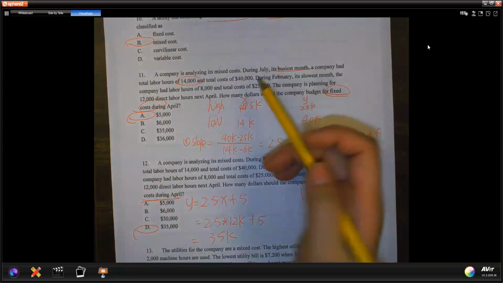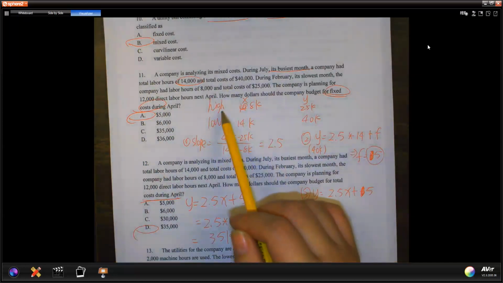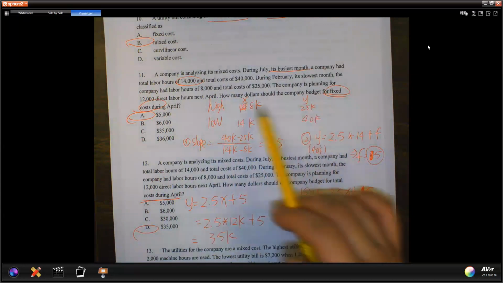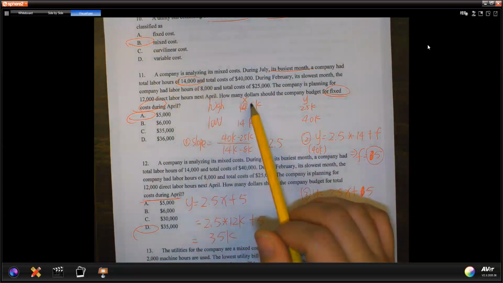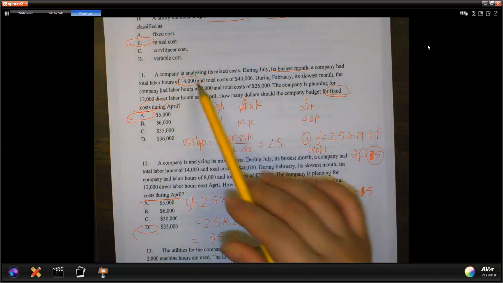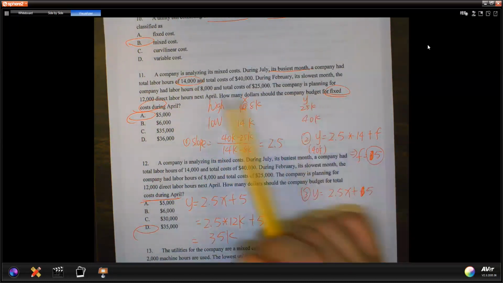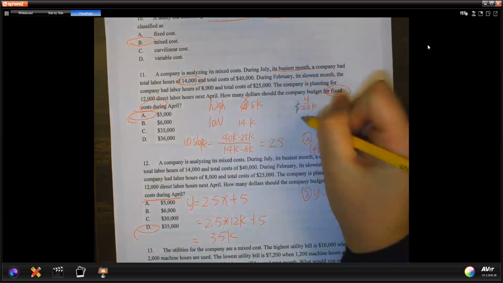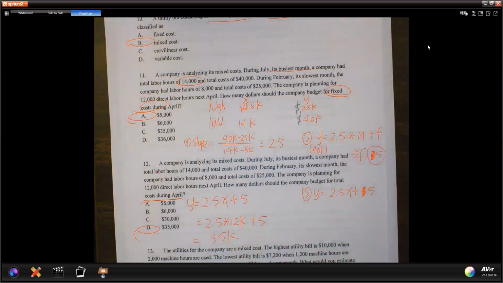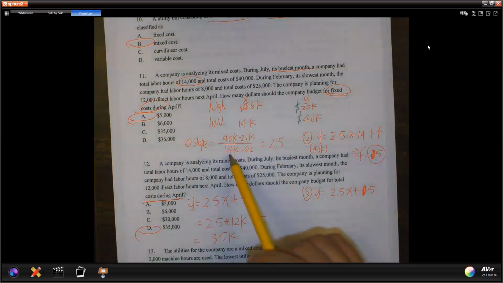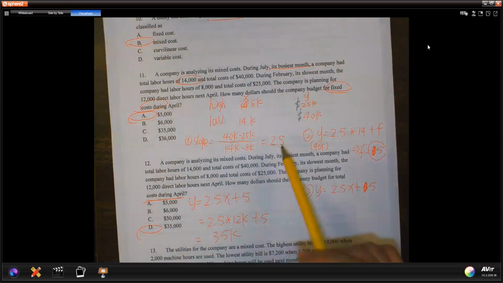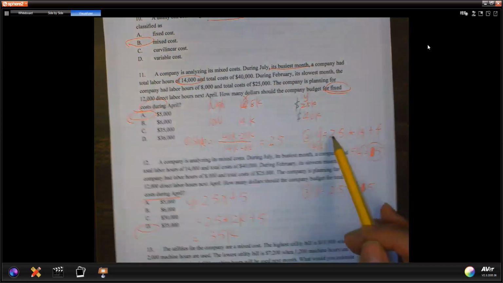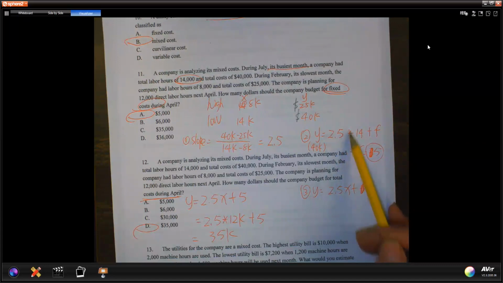Question 11 and question 12 are from the same fact. We have the high and low method. We make sure what is x and what is y. X is your labor hour. So x is 14,000, then your cost is 40,000. If it's 8,000, then it will be $25,000. So that is x and y. From there we get our slope, which is y minus y divided by x minus x. You get 2.5. So y equals 2.5x plus your F.